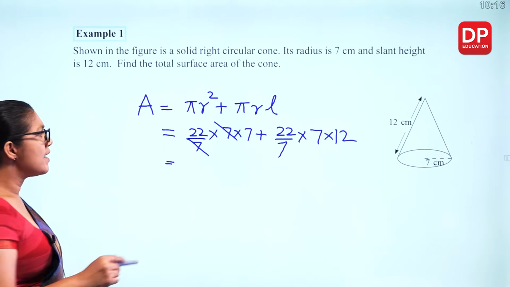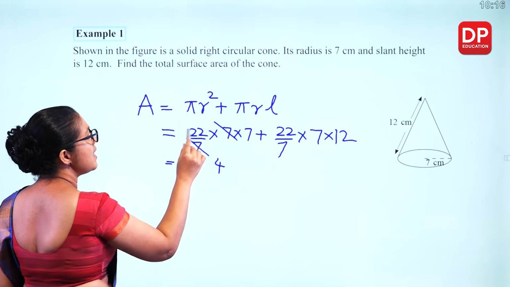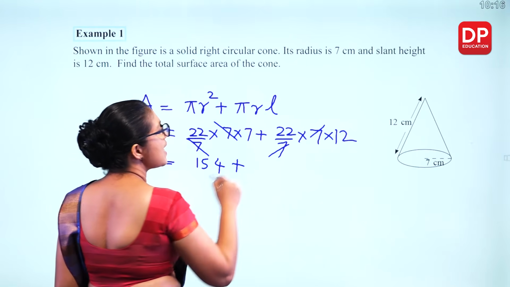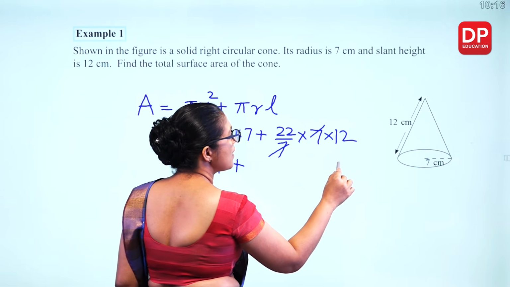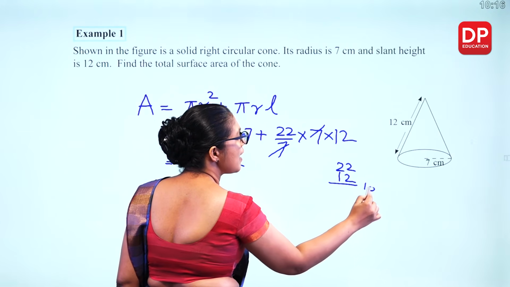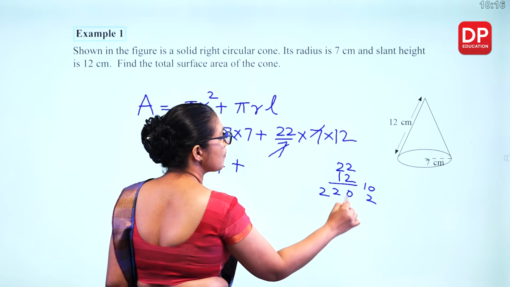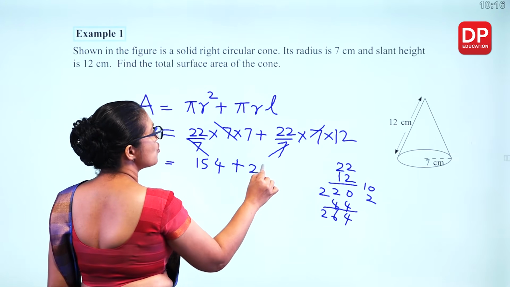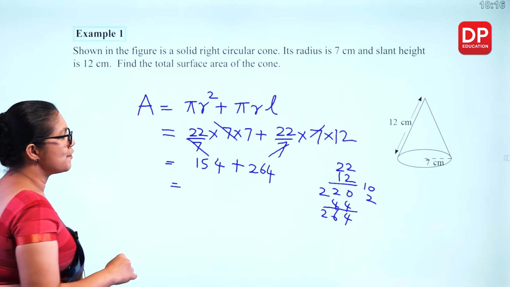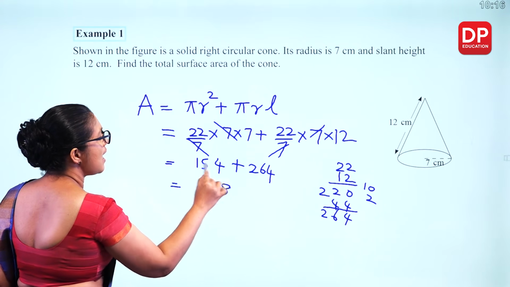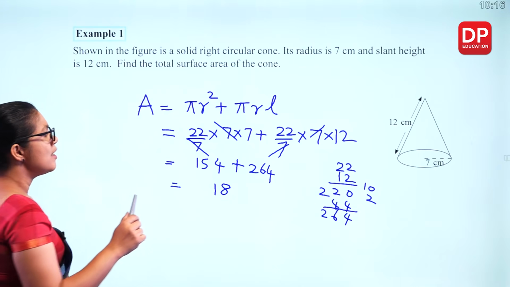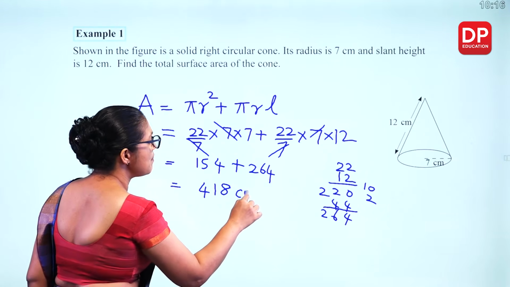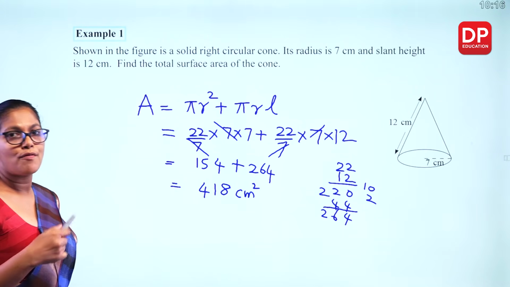So simplify this. You can straight away cut this 7 to this 7. Then 22 times 7. 7 times 2, 14. 1 remaining. And this is 154 plus. 7, 7 get cancelled out. 22 into 12, we can find out. You get 264. So 264 plus 154, what you get? 8. 6 plus 5, 11. 1 remaining. 2 plus 2, 4. So 418 square centimeters for the surface area of this cone.